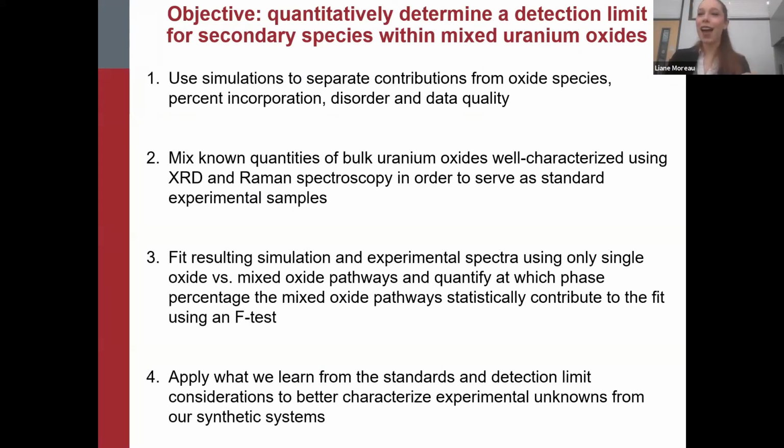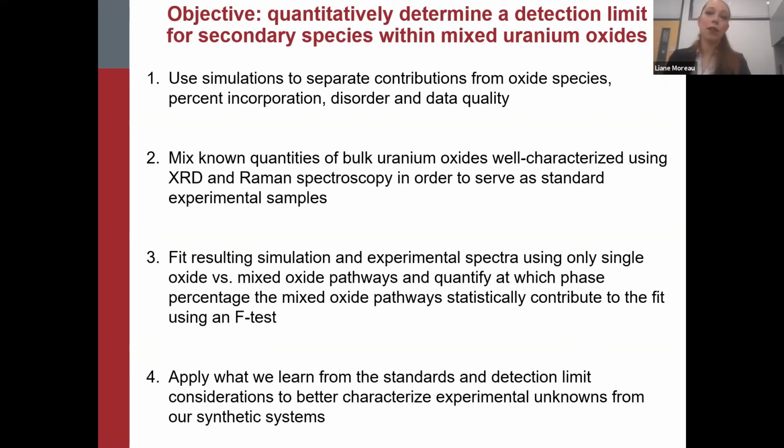So here instead is the approach that we've thought about taking. So to use simulations in order to separate contributions from oxide species, percent incorporation, disorder, and data quality, because those are things that we can separate using simulations. But then also to experimentally mix known quantities of bulk uranium oxides that are well characterized using X-ray diffraction and Raman spectroscopy, because once we are with bulk samples, now we can actually characterize them using more conventional tools to serve as standard experimental samples that we could then potentially compare and answer this higher oxide question with.